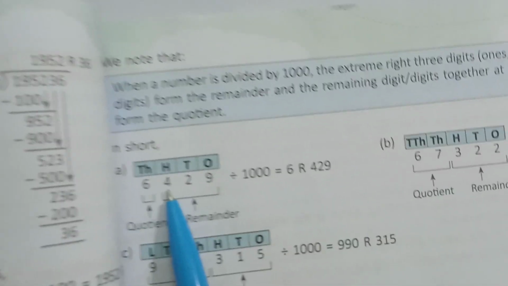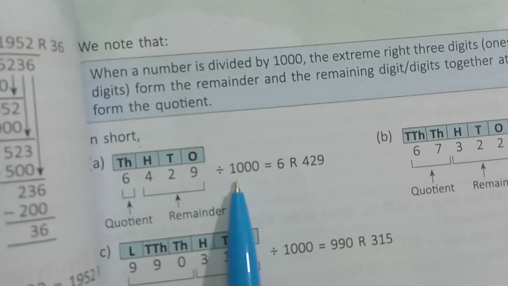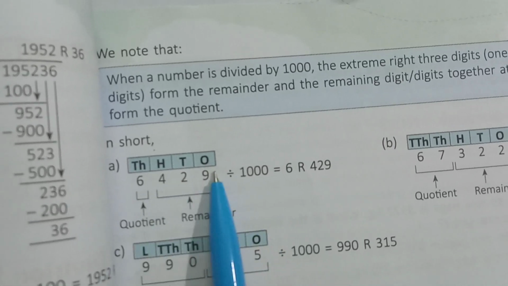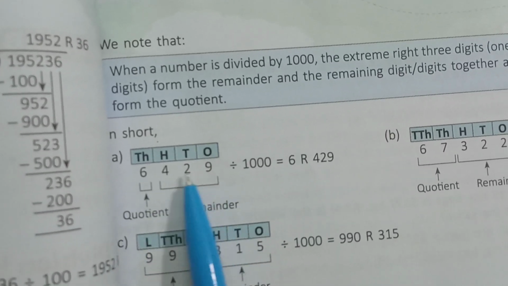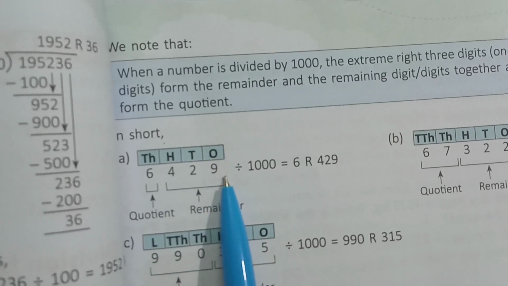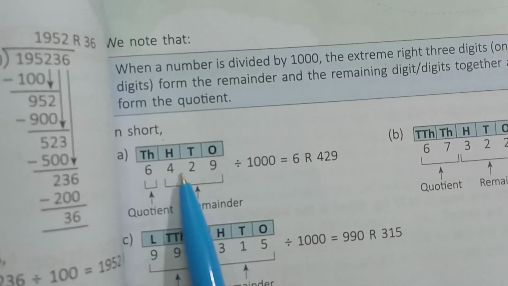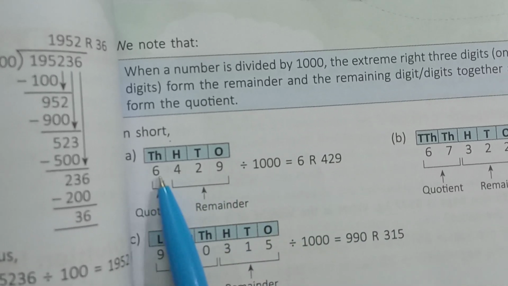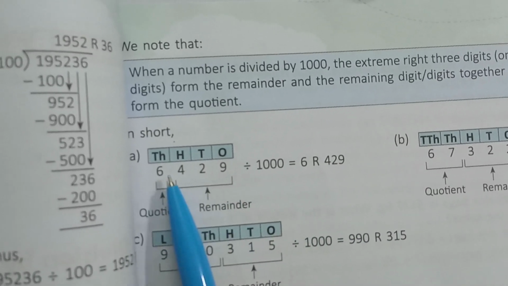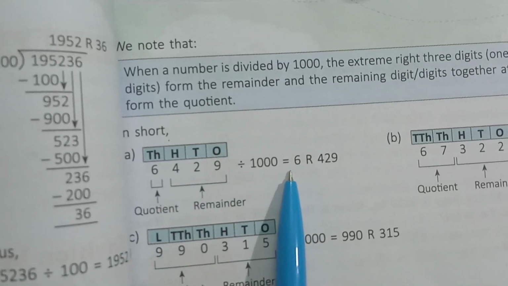Suppose 6429 divided by 1000. So here take the number formed by 3 digits, that is your ones place, tens place and hundreds place. So 429 is your remainder. And this leftover 6 is your quotient.